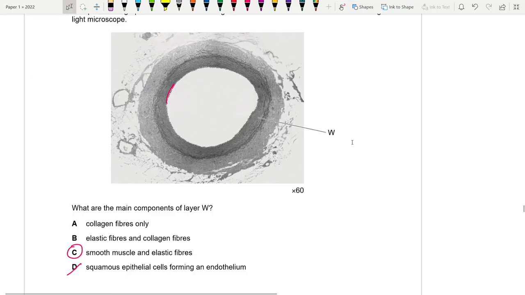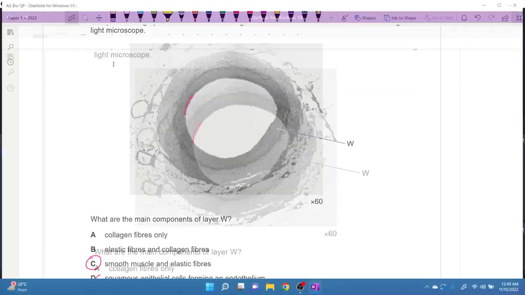Why is that? If you study this properly, this is tunica media and the lumen is very large. So this is basically a vein. So in tunica media of veins, you have smooth muscle and elastic fibers, but no collagen fibers. Okay. So no collagen, it's smooth and elastic.